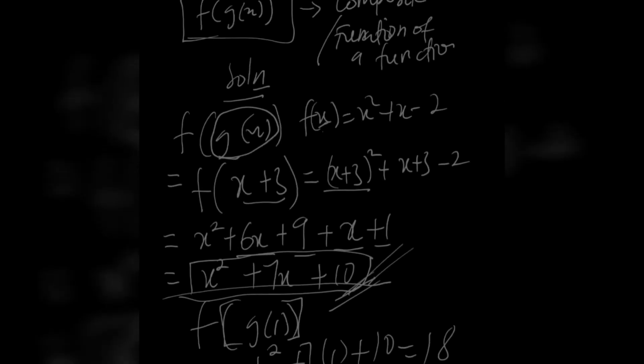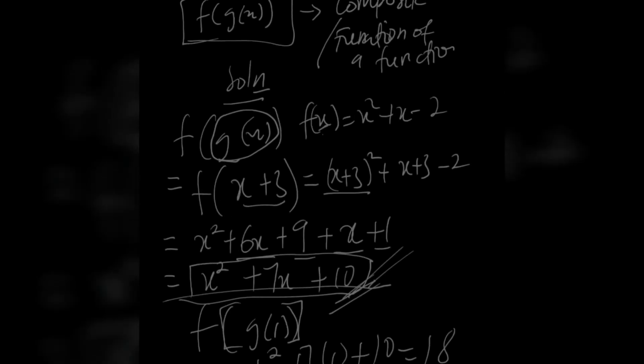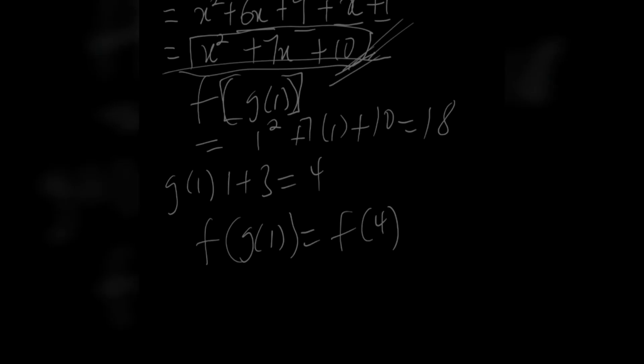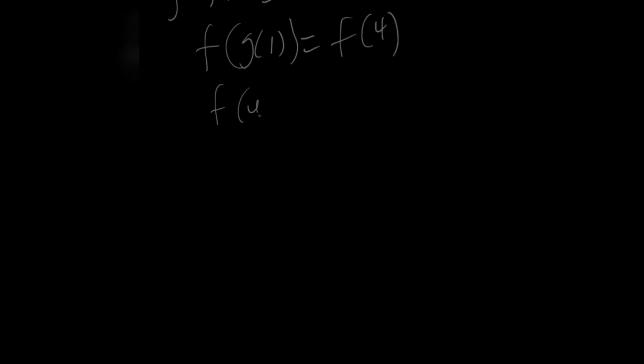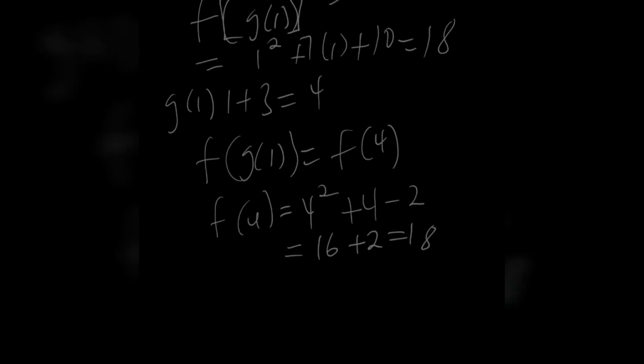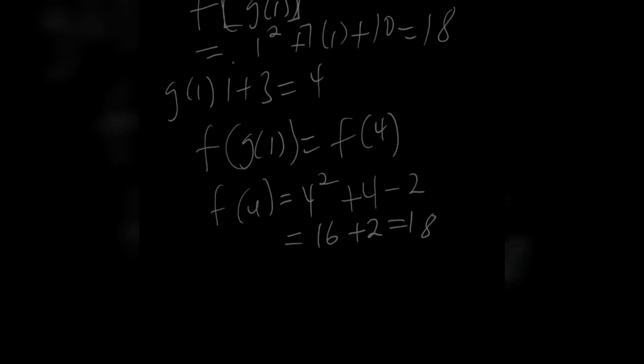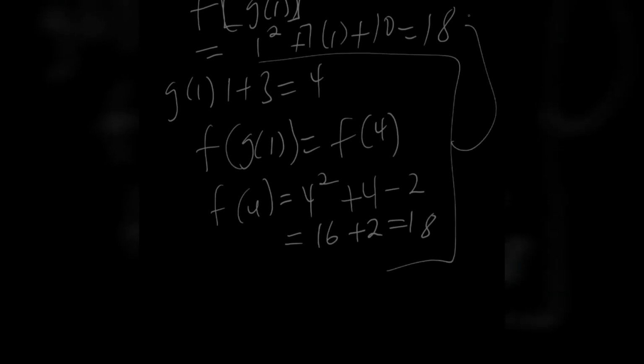We know that f of x is x squared plus x minus 2. So f of 4 will be 4 squared, replacing x with 4, plus 4 minus 2, which is 16 plus 2, that is 18. Now because this gave us the same answer as this, we can conclude that our final answer is correct.